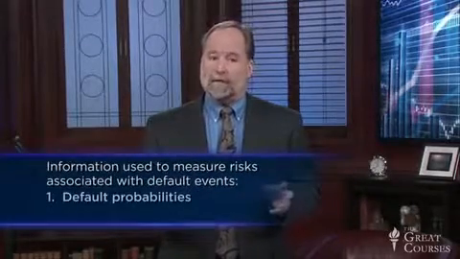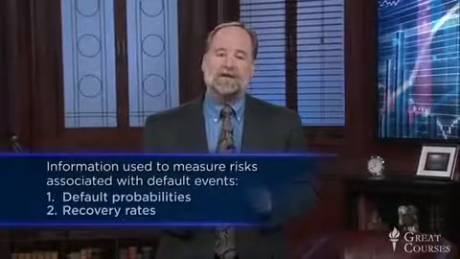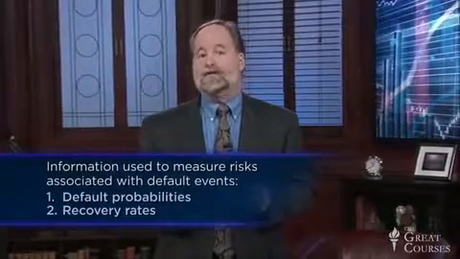In this part of the lecture, I want to spend time focused on the numbers, not the letters. In this section, we will examine the kind of information that is used to measure or summarize the risks associated with default events. We'll examine two important parts: information on one, default probabilities, and two, recovery rates. Both will be necessary to be able to price a bond with default risk.